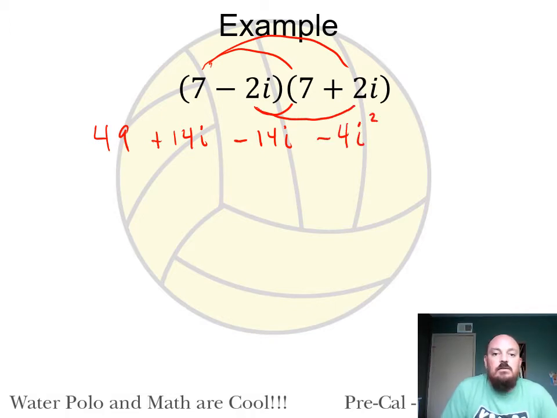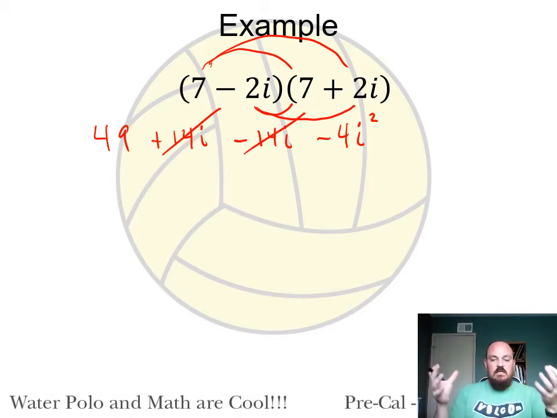-4i squared. Now what happens is, remember we said the i's cancel out? They do. -14i and positive 14i cancel out. Now the reason is, when you're FOILing, if you're doing conjugates, you have the exact same numbers on both binomials, but one has a plus and one has a minus. So when you do outside times inside, you always get the exact same number, but one has a plus and one has a minus, like the 14's there, and they cancel out.